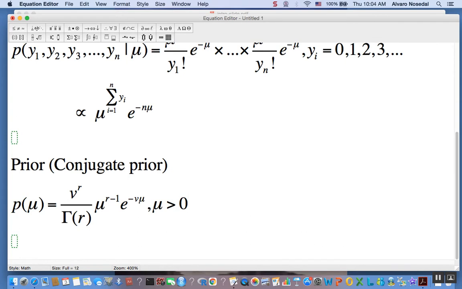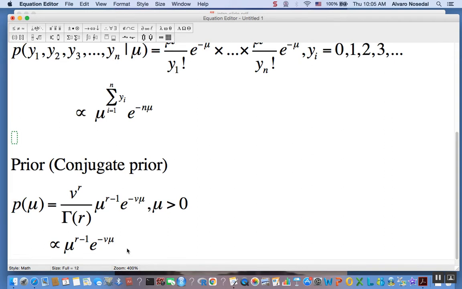Again, let me use the proportionality symbol, and again we're going to ignore the terms that make this expression a legitimate probability density function, the constant that makes it integrate to 1. We're just going to pay attention to the terms that involve our parameter of interest, mu. We've done this before, and we know that it's not going to affect any of what we're going to be doing here.